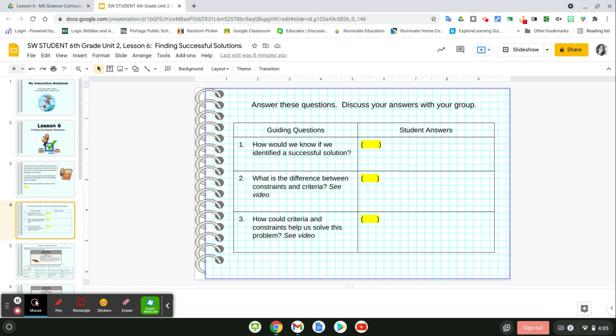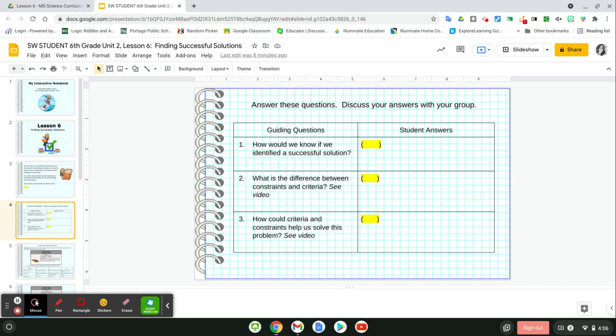Okay, so number three, how could criteria and constraints help us solve the problem? First, we would want to list the criteria. Okay, what are the things that we want to have in the solution? So we list those criteria. And then when we come across a particular solution, we look at our list of criteria. Do they fit the criteria? And then the constraints. What are things that would prevent us from picking that solution?